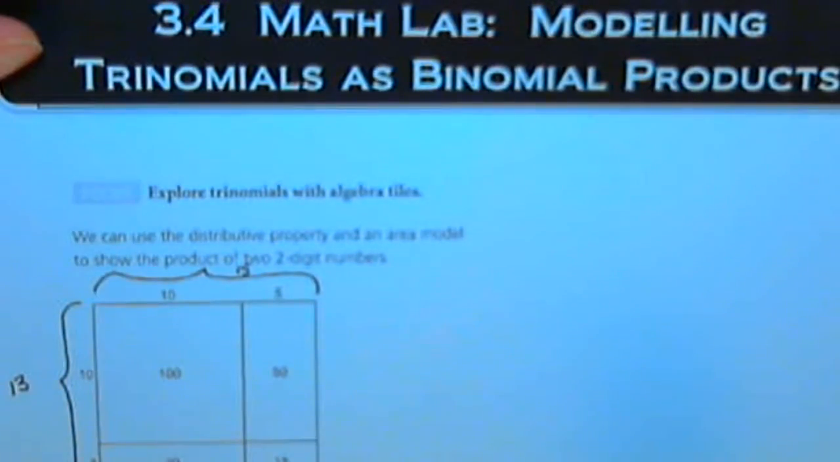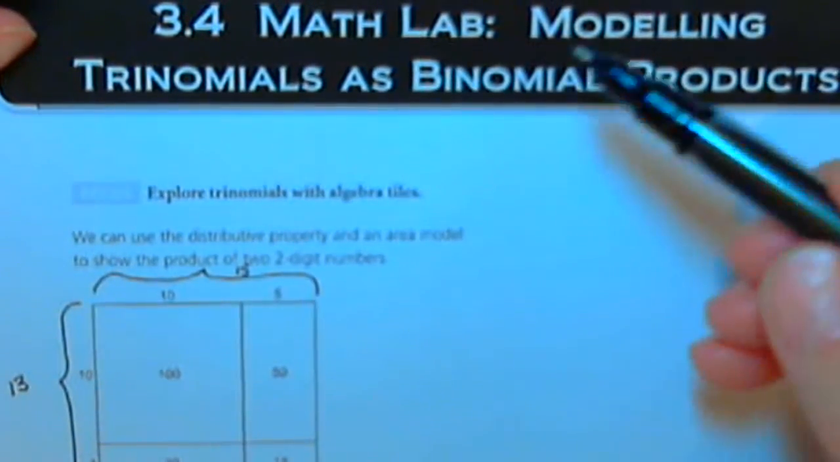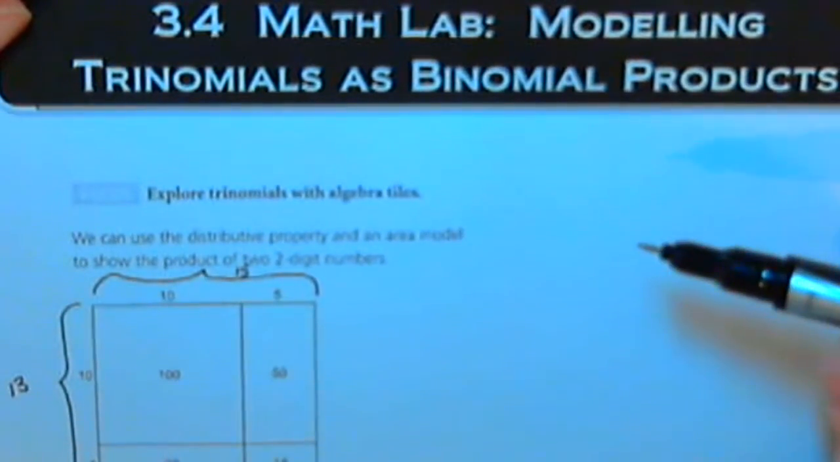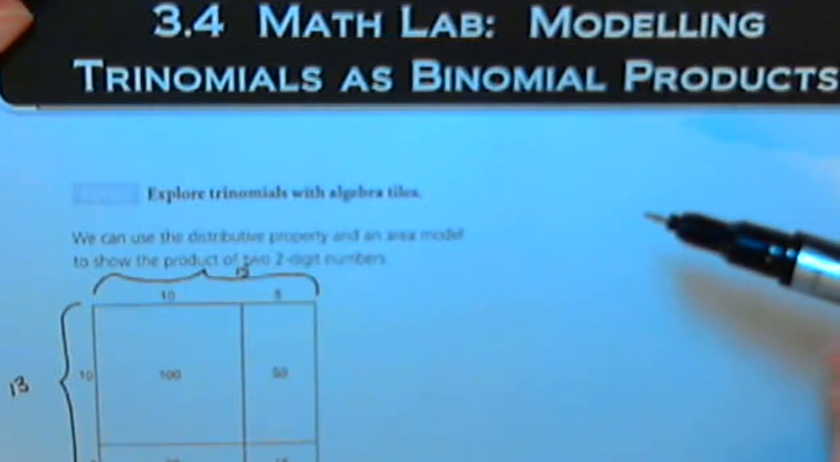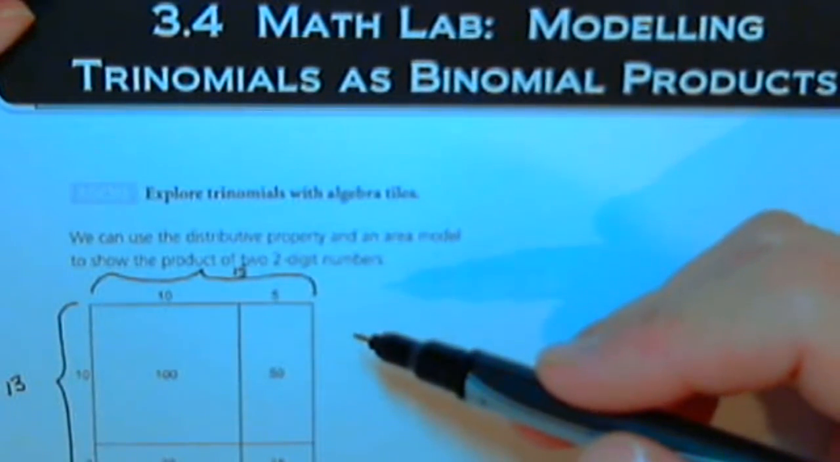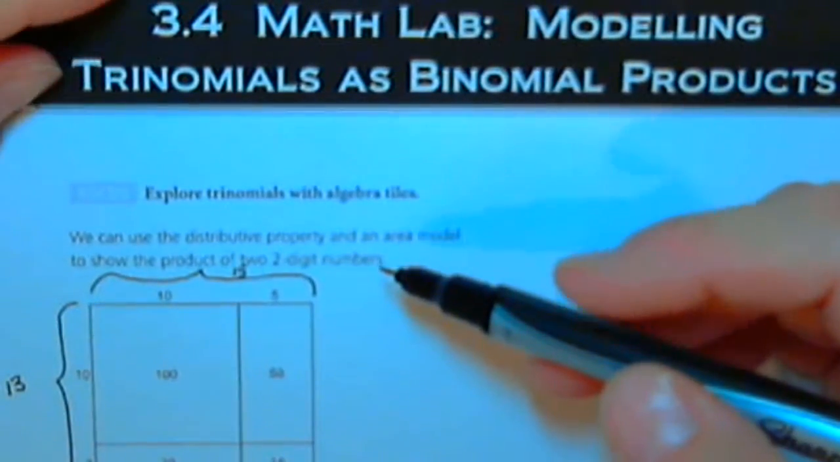This is section 3.4. This is a math lab. We're going to be playing around with modeling trinomials as binomial products. That sounds like something that you can't quite understand yet, but we're going to use some algebra tiles to see what happens when we make rectangles out of trinomials, essentially.